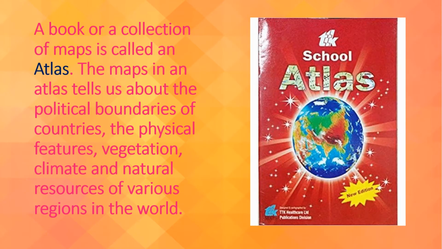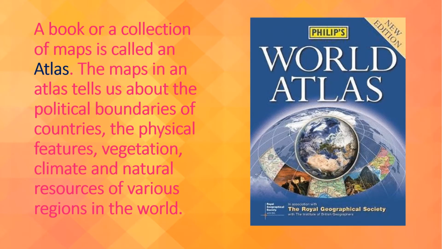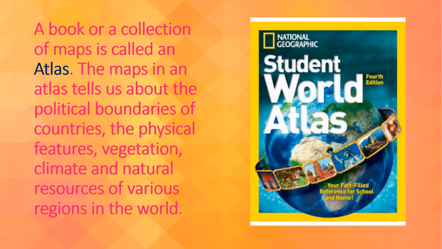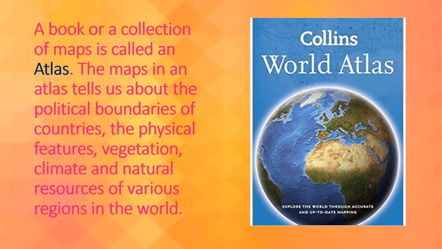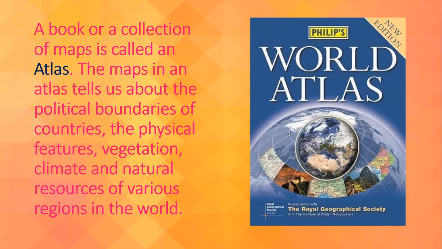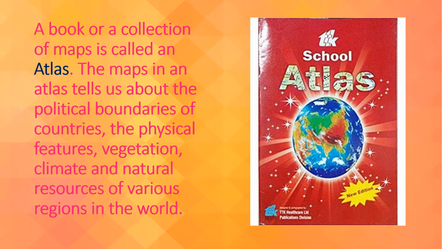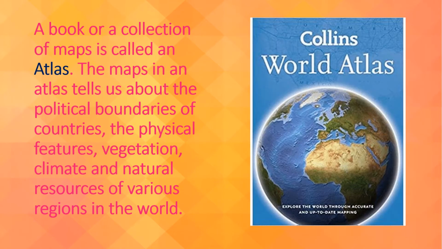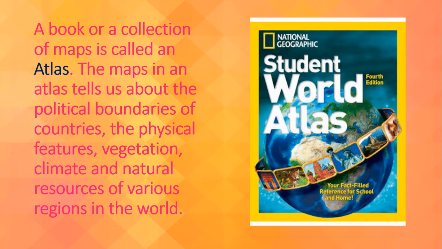Now let's learn about an atlas. A book or a collection of maps is called an atlas. The maps in an atlas tell us about the political boundaries of countries, the physical features, vegetation, climate, and natural resources of various regions in the world. There are different types of atlas. A travel atlas, which is also called a road map, a desk atlas, which is similar to a reference book, and there are also atlases that tell us about other planets in the solar system.